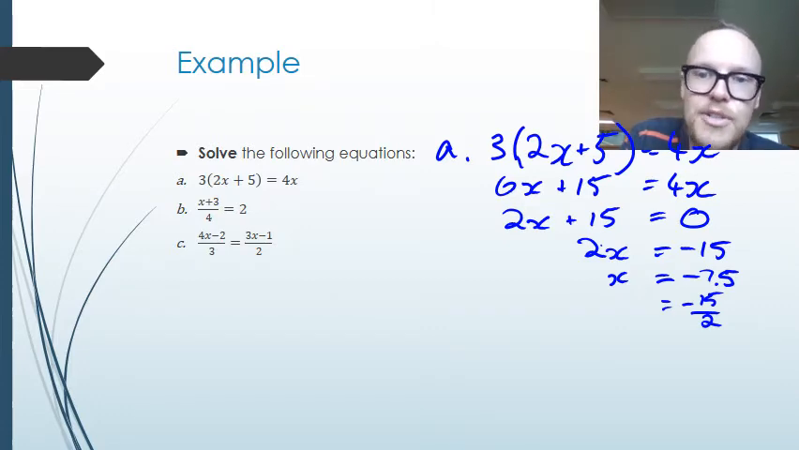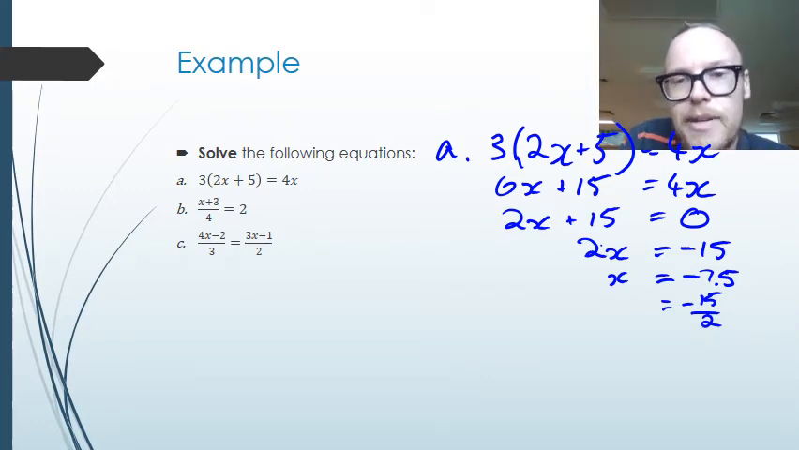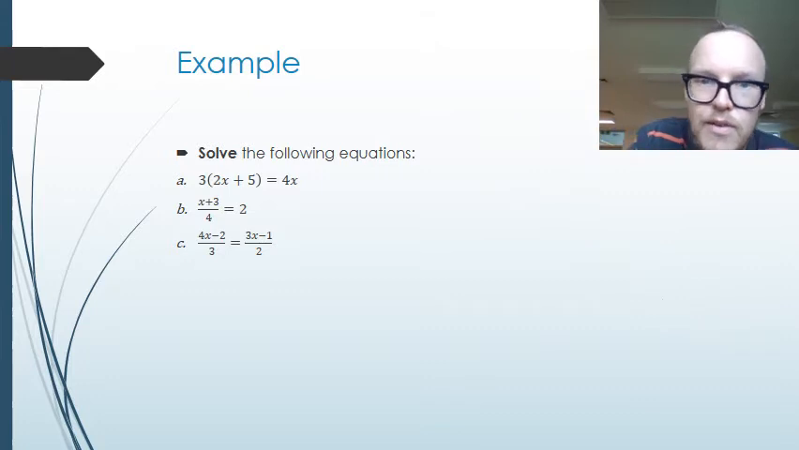So if we were to substitute this back into our original equation, we could use a calculator to determine if 3 times 2 times negative 15 over 2, or negative 7.5, plus 5 is the same as 4 times negative 7.5. So doing that would be able to check whether you've got the correct answer or not. Let's have a look at B.